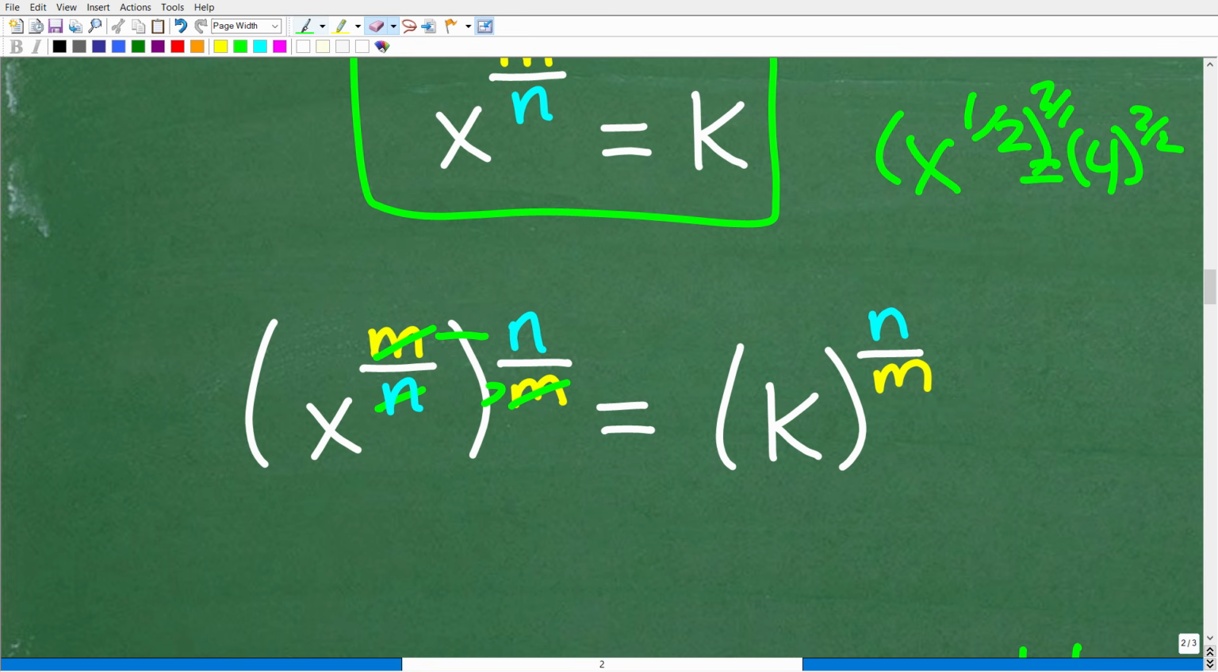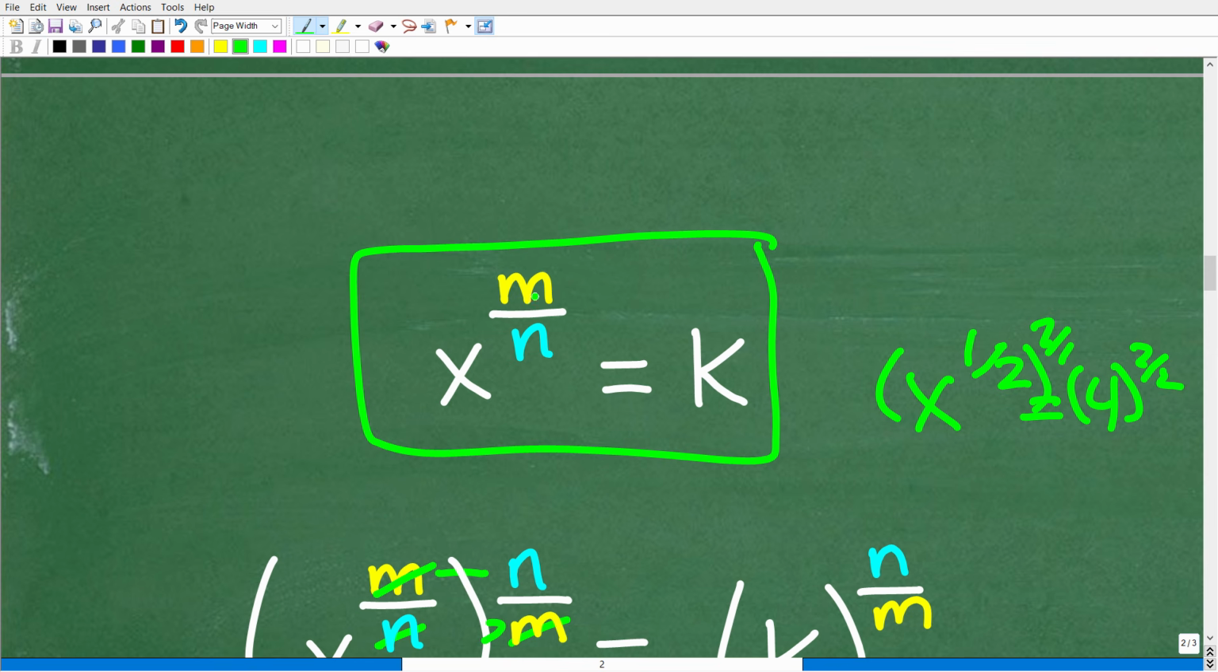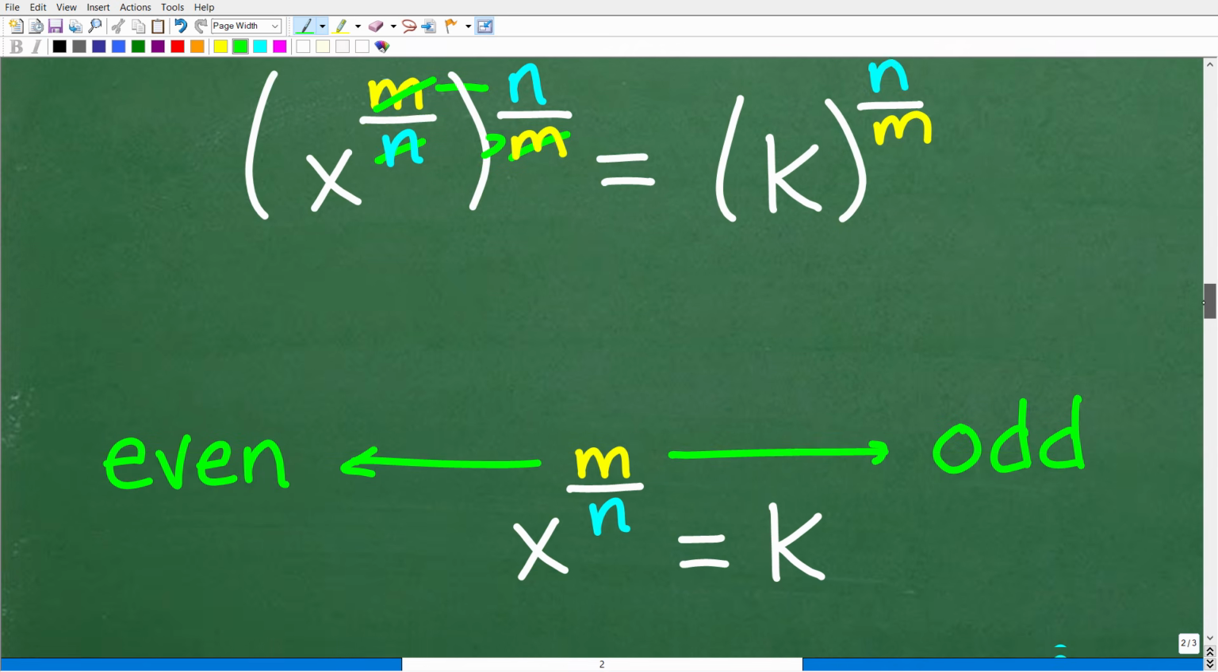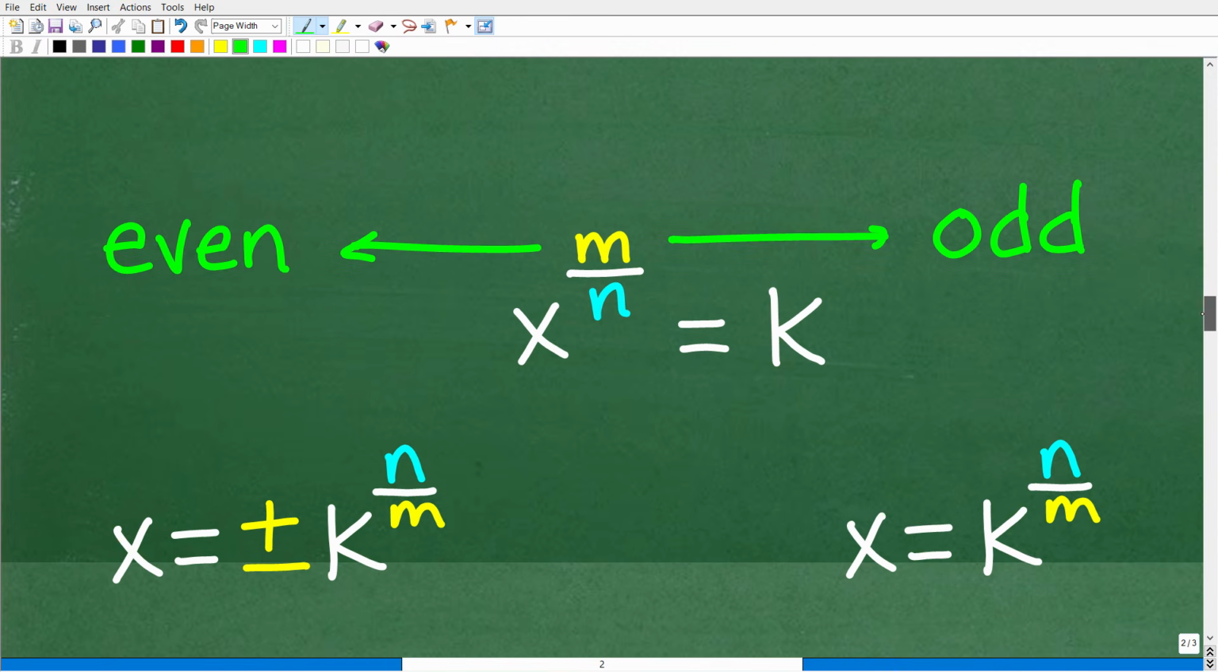But there is another little twist here. Now we have to pay attention to this. Okay, so let's take a look. In x to the m over n, we have to pay attention to this value m, which is the numerator. So what do we have to pay attention to? Well, let's go ahead and see that right now. So x to the m over n is equal to k.